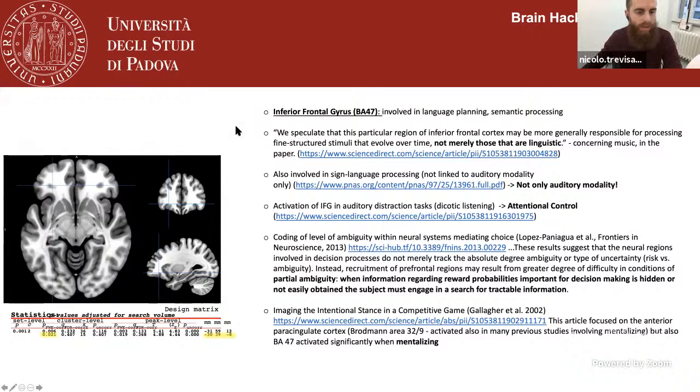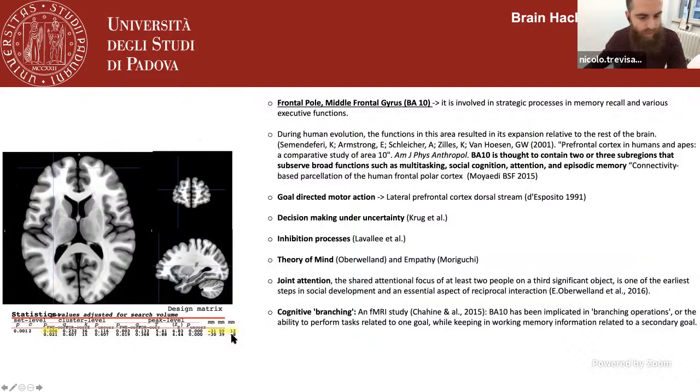Going to the other cluster, this one is in the frontal pole, in the middle frontal gyrus, in BA10. This one is involved in strategic processes, memory recall, and various other executive functions.